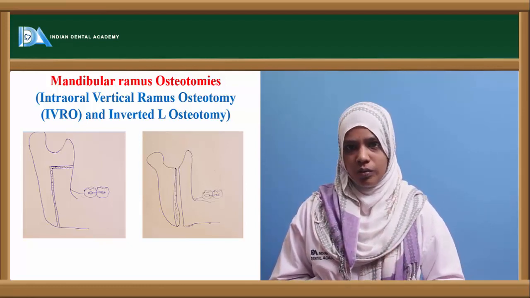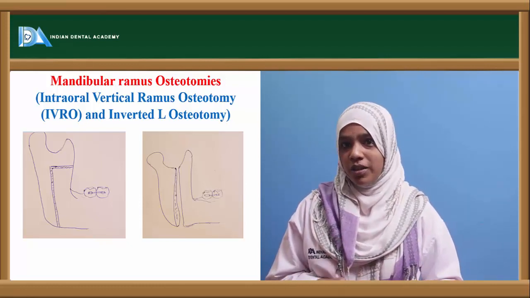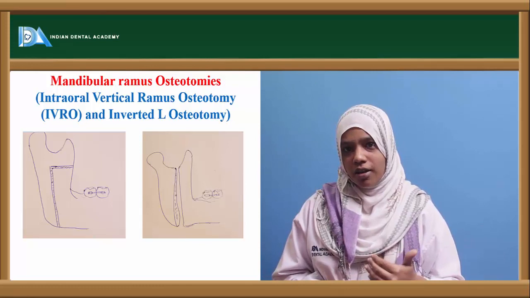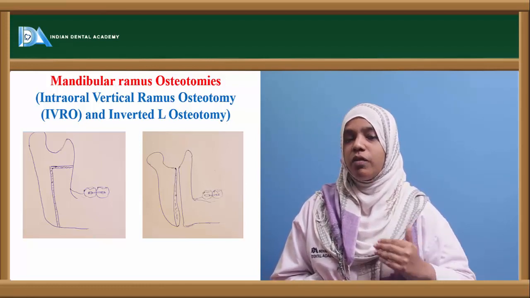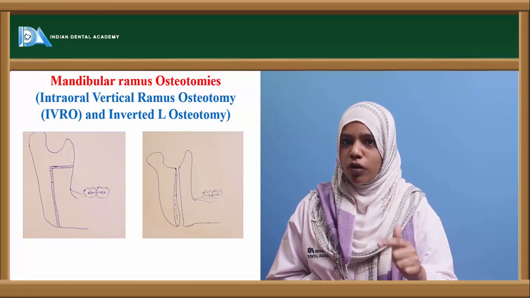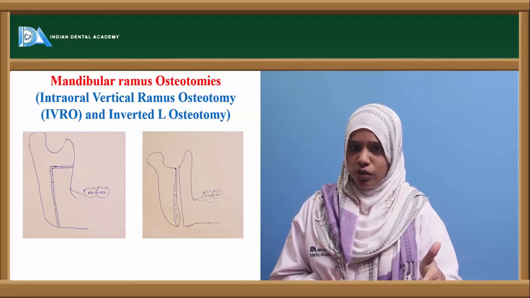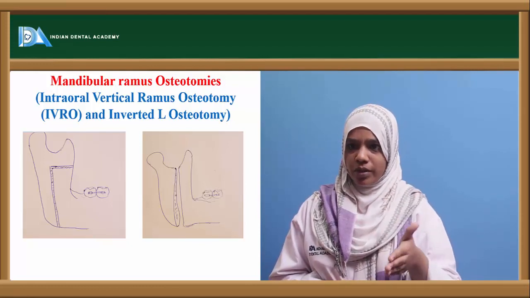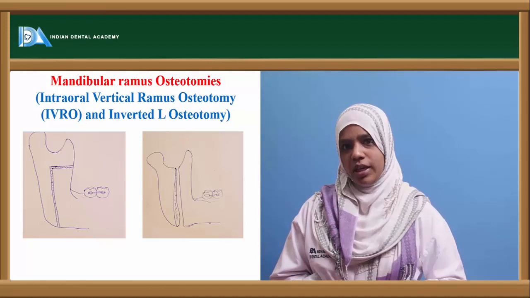Once you have exposed the sigmoid notch, your vertical cut starts from the sigmoid notch and goes inferiorly downward. A modification of IVRO is an L-shape osteotomy. Rather than starting from the sigmoid, you will be 2 mm below the sigmoid or 2 mm above the lingula. You will make a horizontal cut just posterior to the lingula. You will stop, and then you make a vertical cut from that to the inferior border of the mandible, just anterior to the angle.